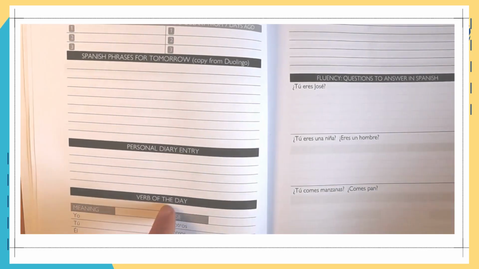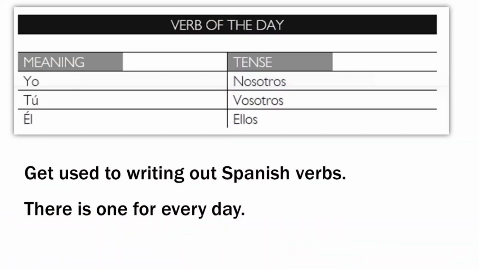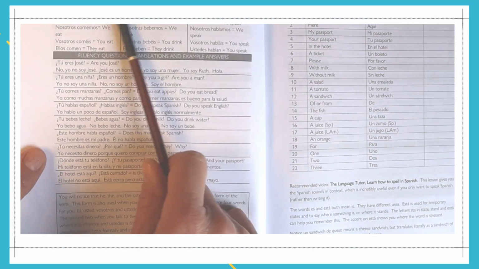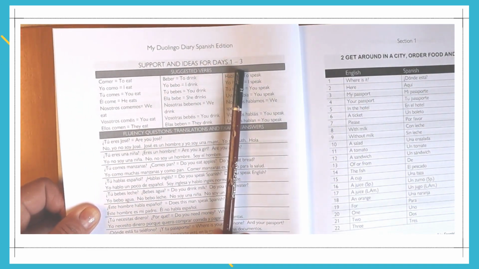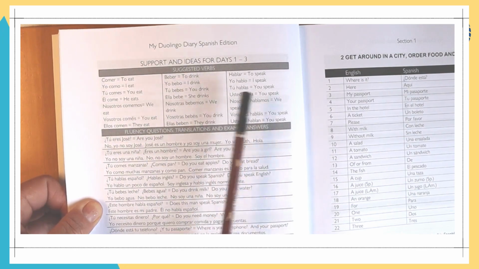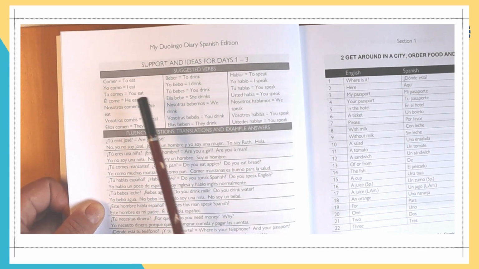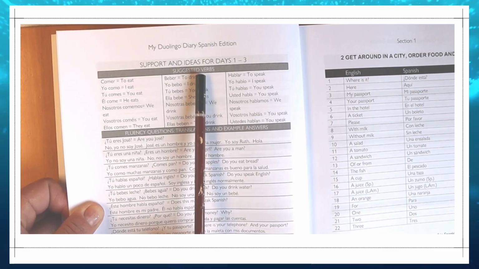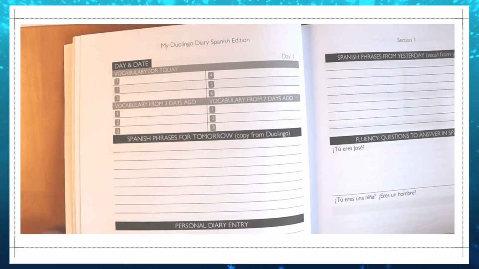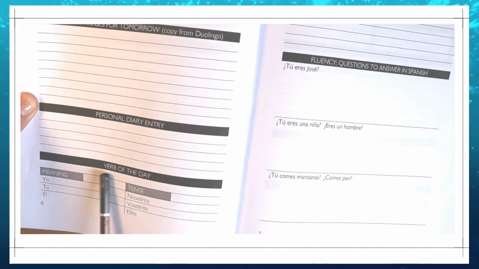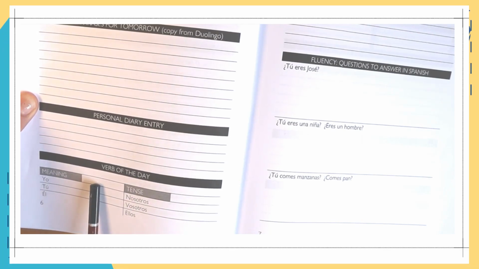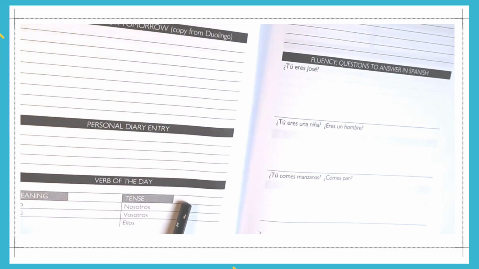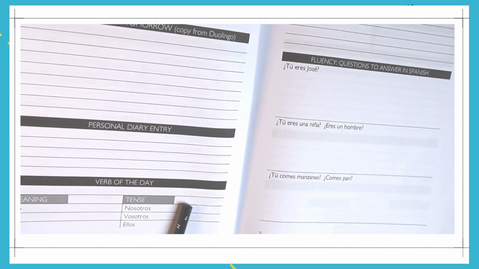Next, verb of the day. Now, this is where you really should have watched that language tutor video. At the end of each section, there is this support and ideas for days 1 to 3. You get 3 verbs because there's been 3 days. So, comer is a suggested verb for day 1. Comer, write that in here, and verb of the day. And comer means to eat, and it's a present tense verb. All of these verbs in section A1 are going to be present tense.